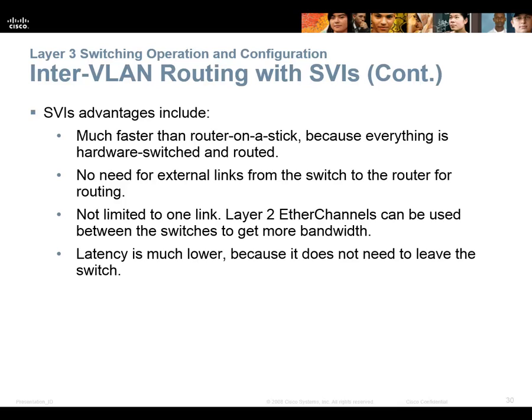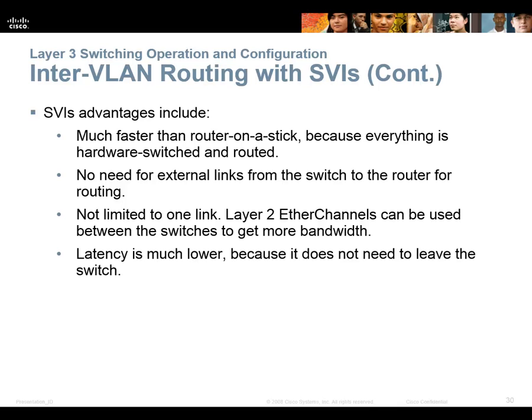So the advantage of inter-VLAN routing is that it's much faster than router on a stick. Router on a stick works and it's great, and I don't want to downgrade it, but it's slow because you're dependent on getting exactly half the speed out of the interface that you're sending the data out, because it's got to go out on the interface, go to the router, be routed, and come back. There's no need for external links from the switch to the router for routing, though you're going to have one link. You don't have to have many, and you don't have to set up all of these VLANs on it. It's not limited to one link.